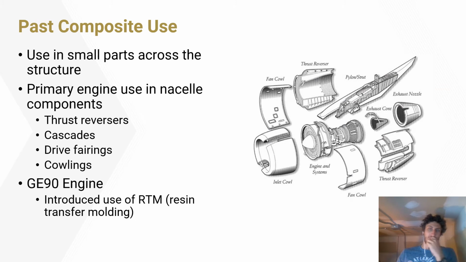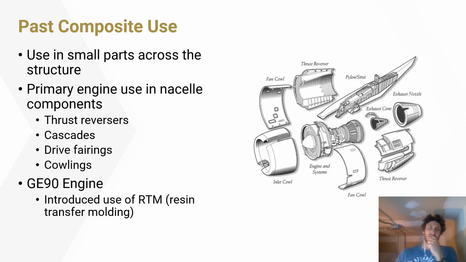Now, based on the high performance requirements I mentioned previously, composite use in the past, particularly prior to 2000, like the mid 90s before major composite developments had been made, was very difficult in engines. So their use was primarily in small parts across the structure. You had certain nacelle parts like thrust reversers, fairings, and cowlings that aren't under high levels of pressure or temperature that composites could be used for, especially low performance composites. But we didn't see a lot of application across the board in aircraft engines just because composites weren't able to meet the requirements.